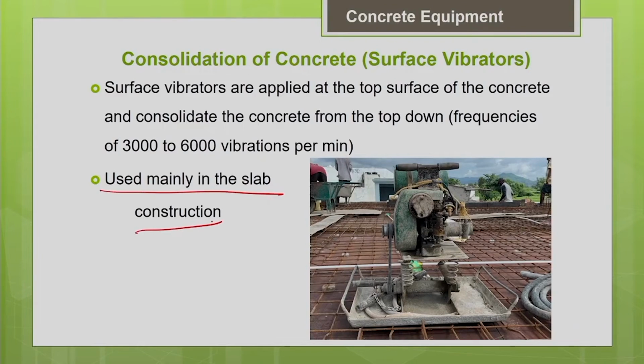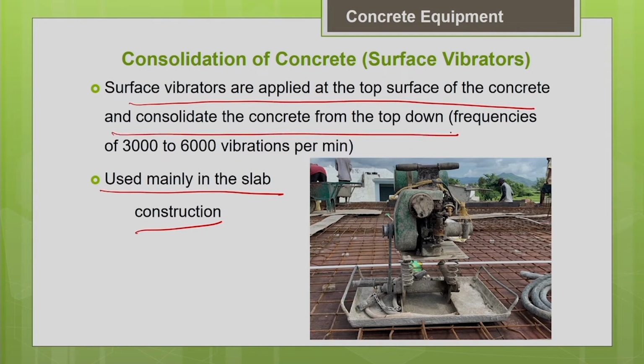Wherever it is not feasible to use internal vibrators, we go for other forms of vibrators like surface vibrators. These are mostly used in slab construction. The surface vibrators are applied at the top surface of the concrete and consolidate the concrete from top down. When you compare it with the internal vibrator, the frequency range here is only 3000 to 6000 vibrations per minute, but needle vibrators have a very high frequency, more than 12,000 vibrations per minute. So, this frequency range is only average for the surface vibrator.